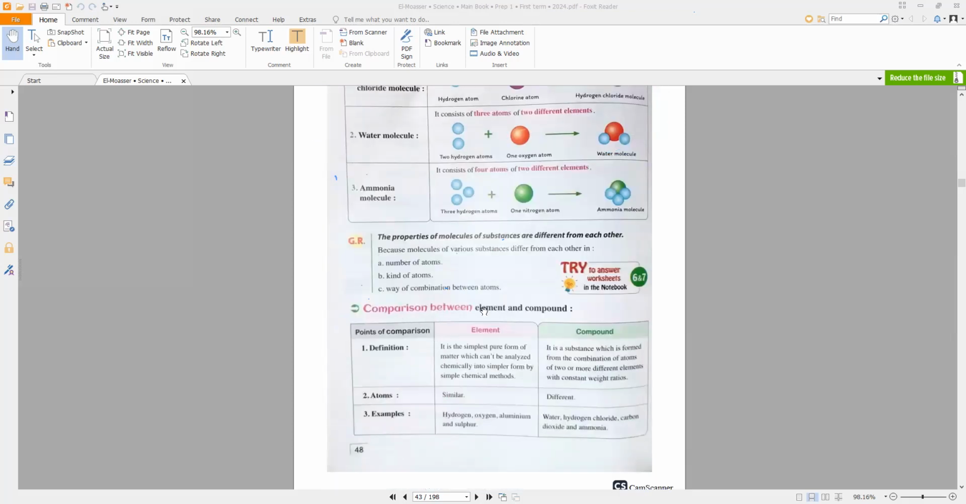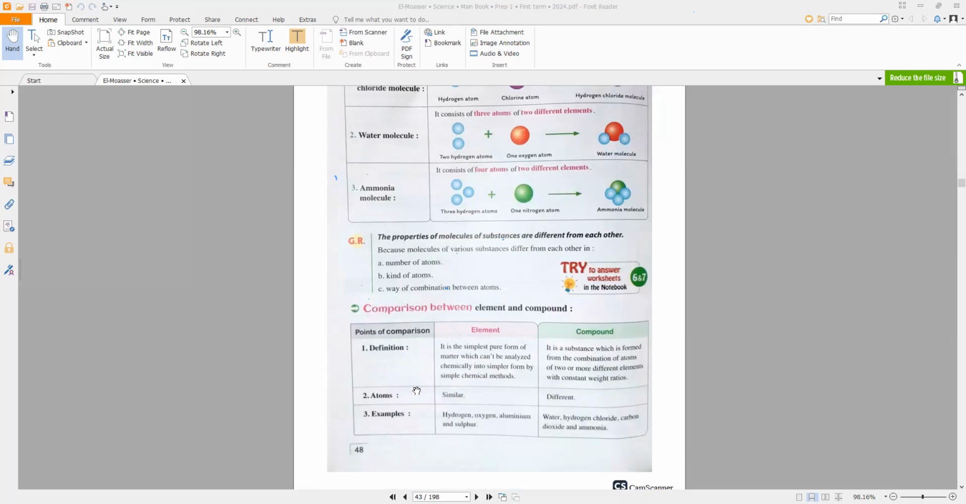At the end of this lesson, we will make a comparison between element and compound. An element is the simplest pure form of matter that can't be analyzed into simpler forms by simple chemical methods. But a compound is a substance which is formed from the combination of atoms of two or more different elements with a constant ratio. This is the element and this is the compound.